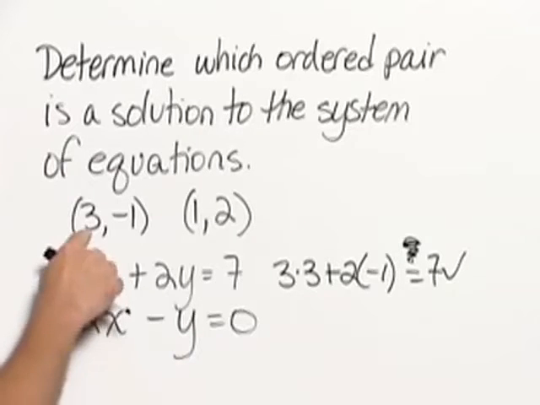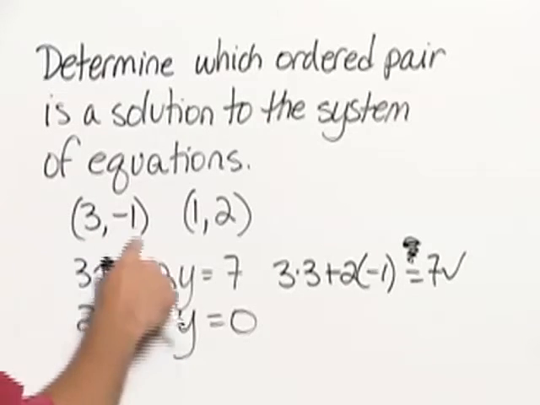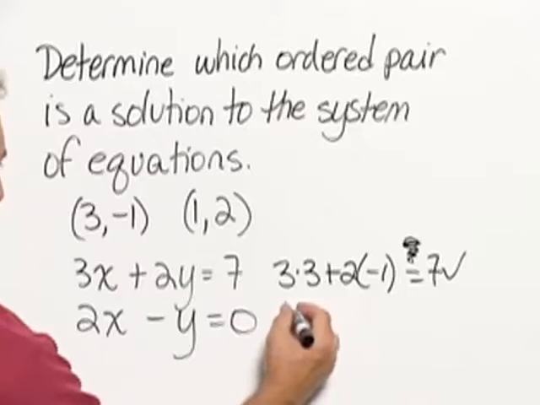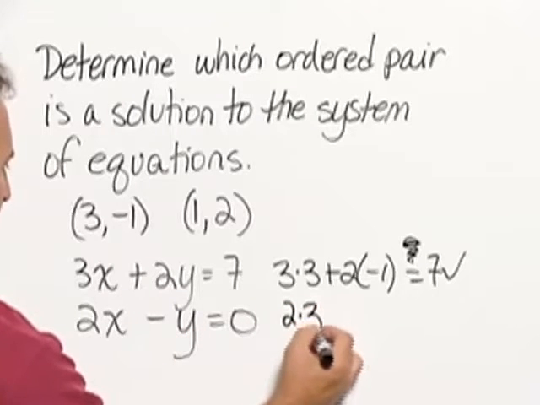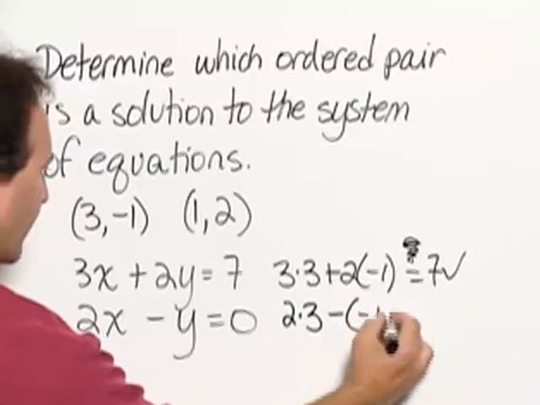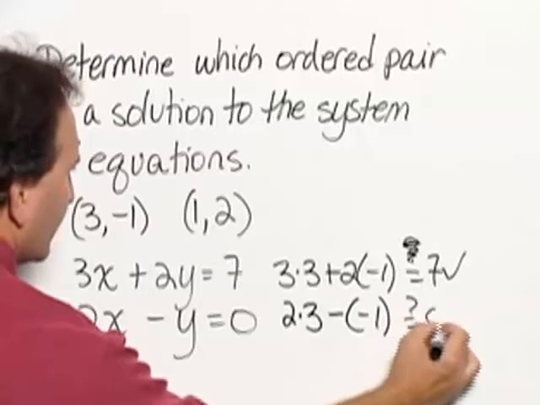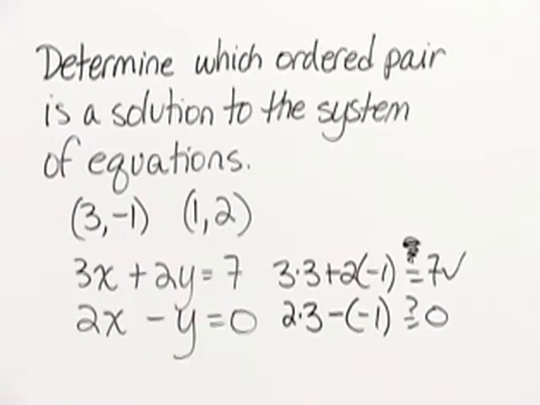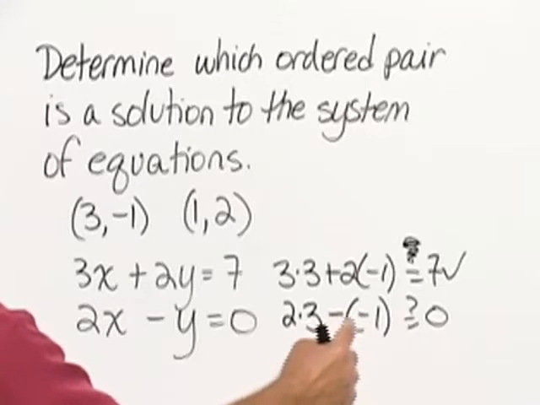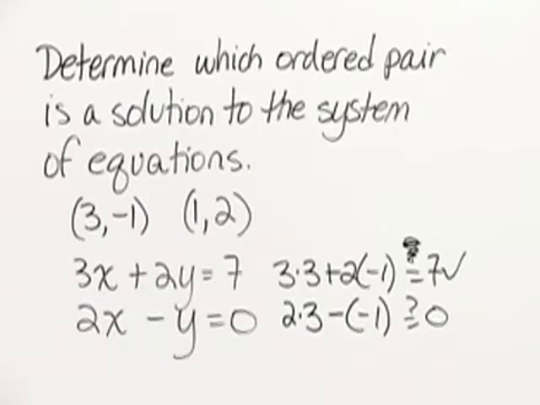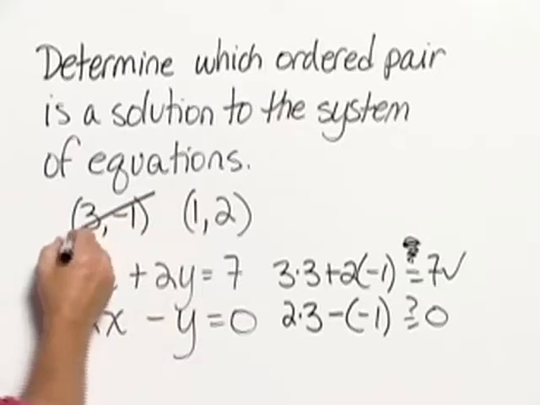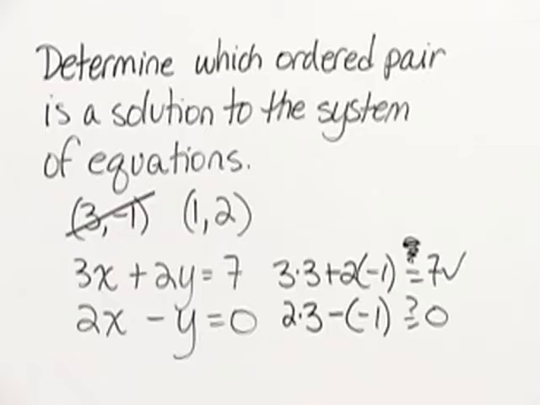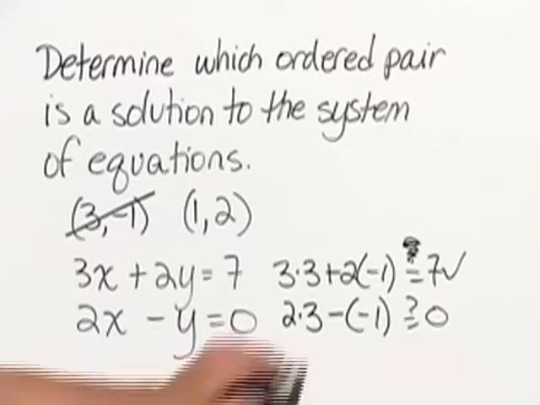Well, what about in this equation? We would write, again, the 3 gets in for x, the -1 for y. So we would have 2 times 3 minus a -1. Does that equal 0? 2 times 3 is 6. Subtracting a negative is the same as adding a positive, so 6 plus 1, does that equal 0? Answer is no. So we know that 3, -1 is not a solution.